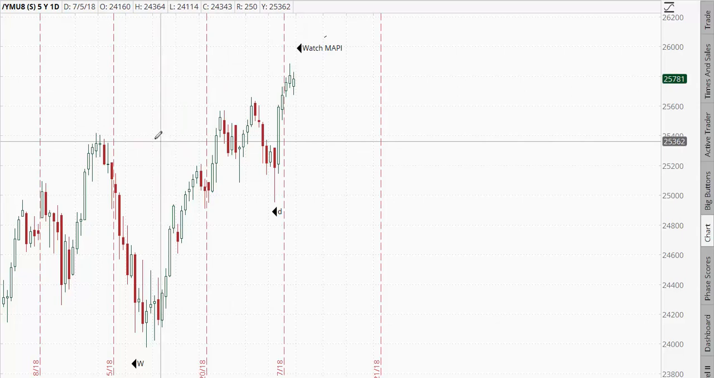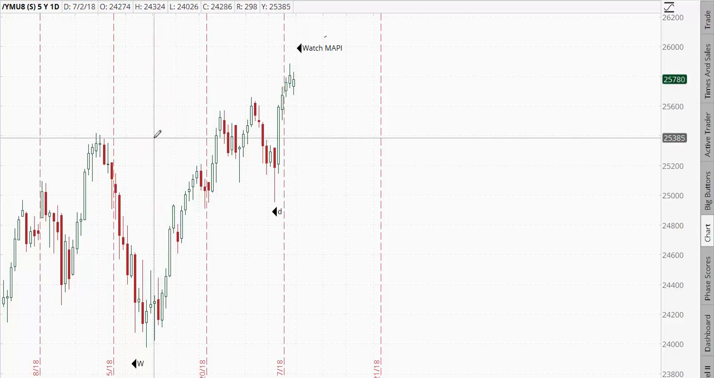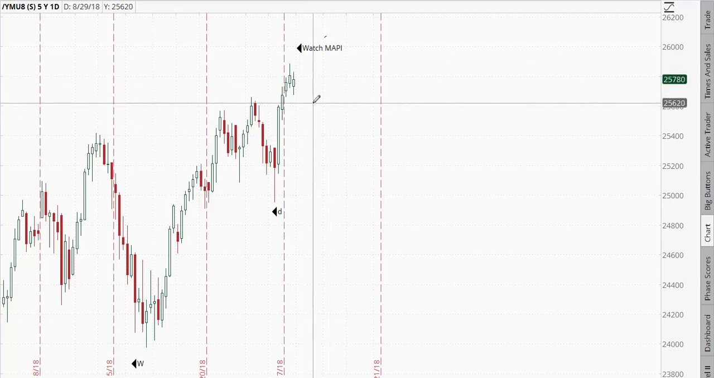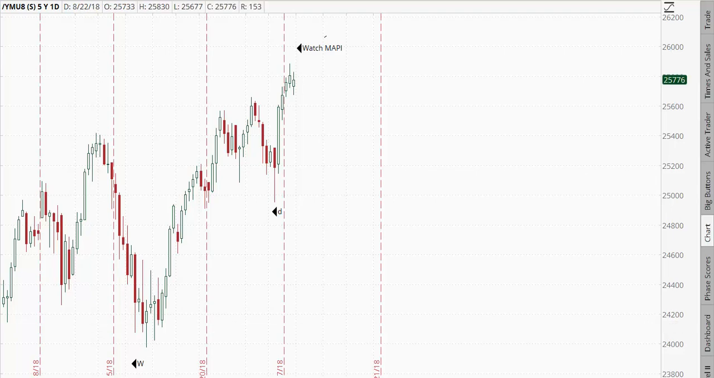Okay, so this gives you an idea of what we have right now in the MAPI indicators. We'll take a look at this again in the future, and so you can see how well it works. Anyway, this is a wonderful new exciting thing.